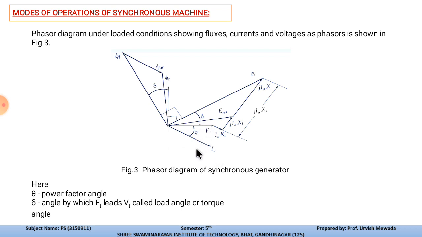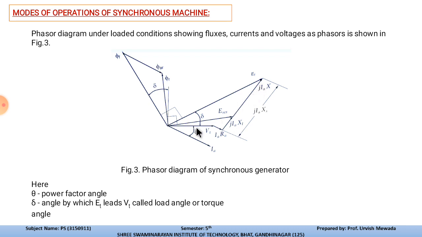IA always lags VT by some angle, say phi. Phi is the power factor angle. Now in the direction of IA is the IA RA drop, meaning in the armature the resistive drop will take place. From the IA RA drop, at 90 degrees, the IA XS drop, the synchronous reactance drop, will take place.